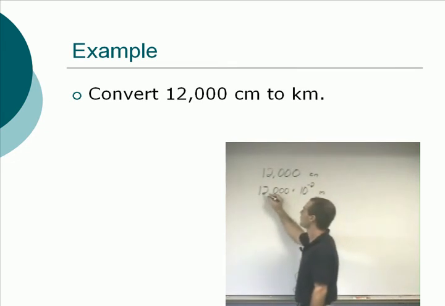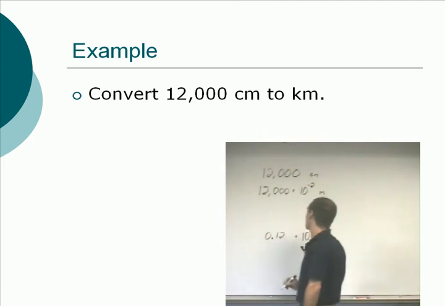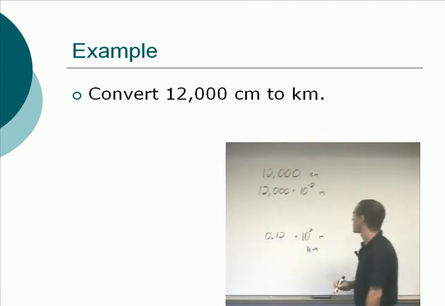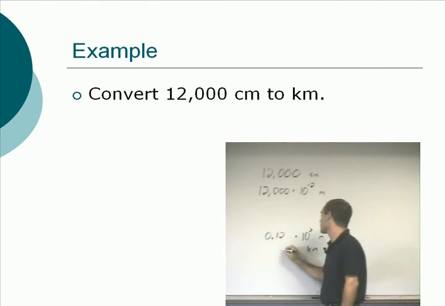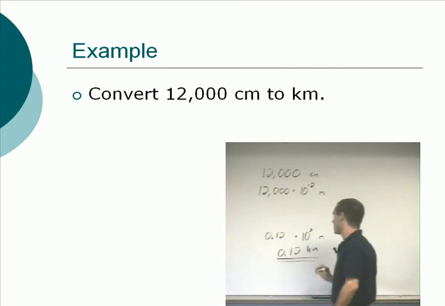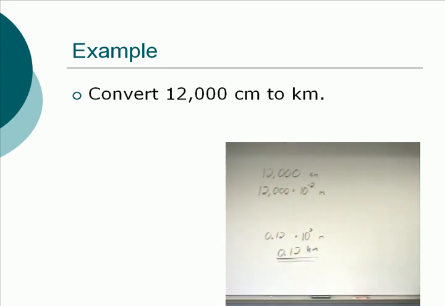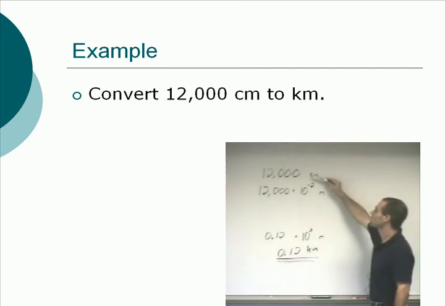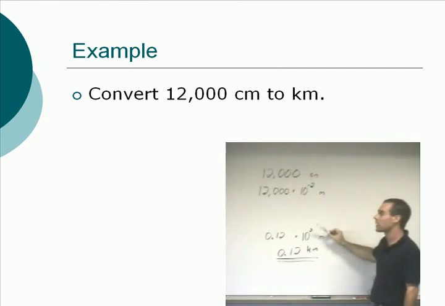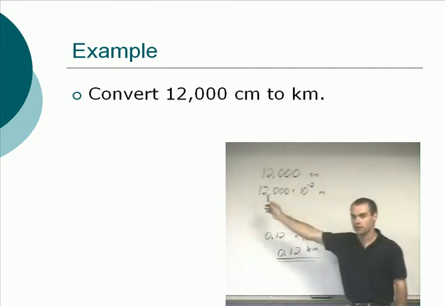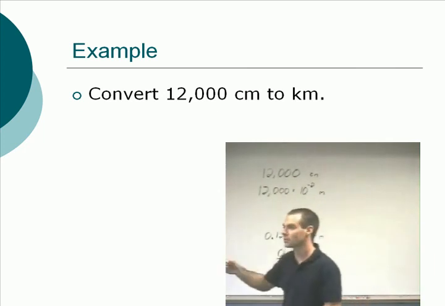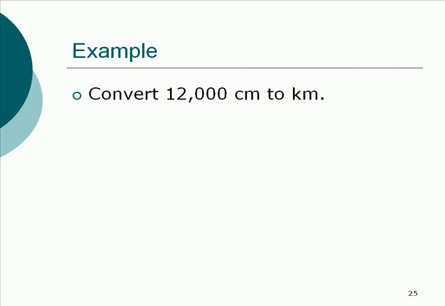1, 2, 3, 4, 5, and we end up with 0.12 times 10 to the third meters, or in other words, 0.12 kilometers. And we're done. We moved 5 powers of 10 and we went to a larger unit, therefore we're going to have fewer of them. The number gets smaller when you go to a larger unit, and gets larger when you go to a smaller unit.